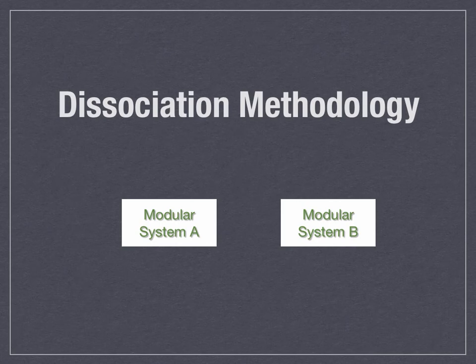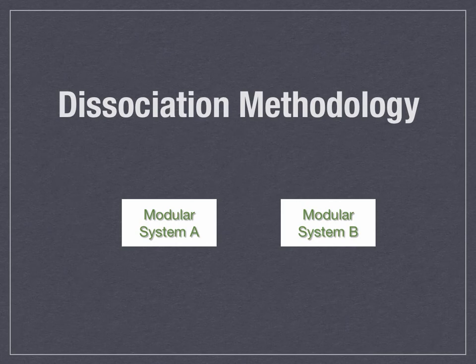And the question is, what is the proper methodology to identify these modules, given that we don't know what they are? We have to discover them through a scientific method. And the method that I'm going to be talking about here is known as dissociation methodology. I'm going to be talking about neuropsychological evidence based on dissociations that allow you to draw inferences about modules or modular systems involved in various kinds of tasks.